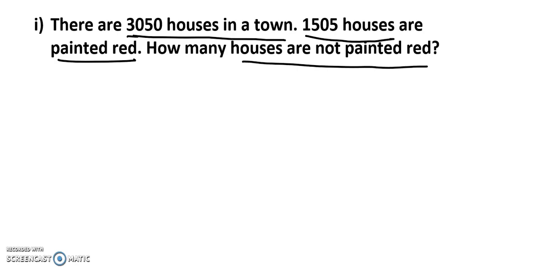They are asking, so totally how many houses are there? 3050 houses in a town. 1505 houses are painted red. How many houses are not painted red? They are asking. So what we have to do? We are going to subtract. So how will you write the solution? First, start writing the solution.